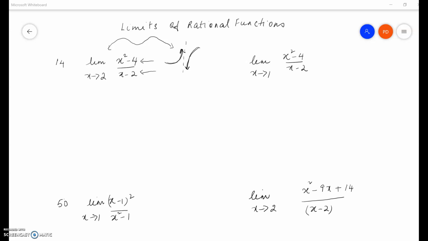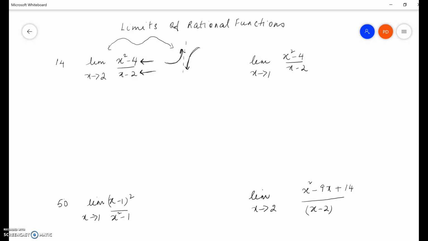Here we'll discuss limits of rational functions, just reminding you that rational functions are polynomials in the numerator divided by a polynomial in the denominator. So it's a polynomial divided by a polynomial. That's what makes a rational function.